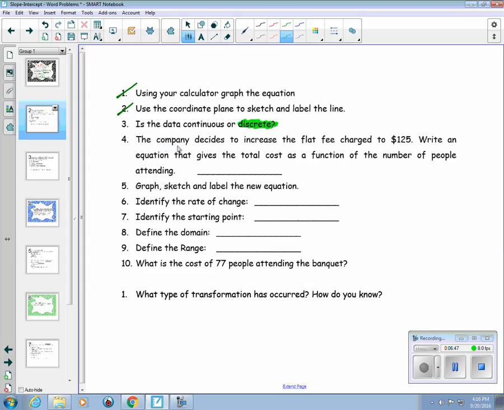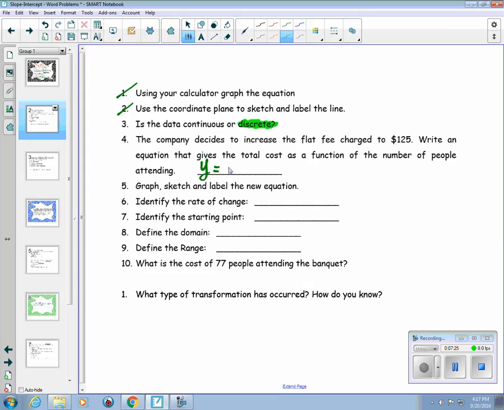All right. The company decides to increase the flat fee charge to 125. Write an equation that gives the total cost as a function of the number of people attending. So talk to me. Y equals? What does Y equal to? Talk to me because I can't hear you.